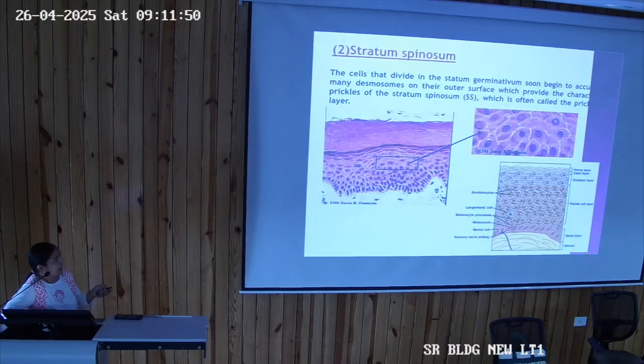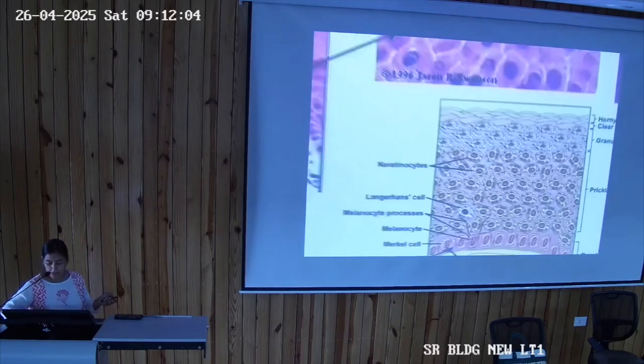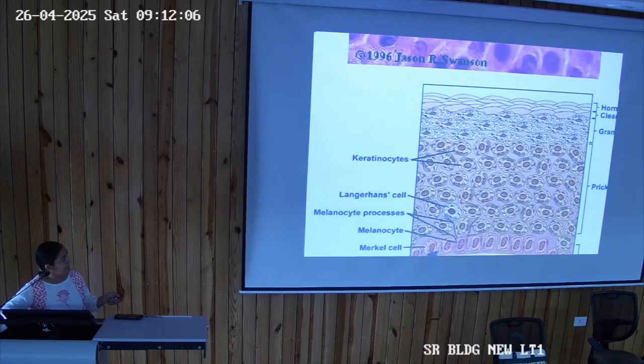So here is the spinosum layer, and if you magnify it, this is the picture that we can see here. These are the stratum spinosum cells which are coming from the germinativum. And here is the picture where it is stained differently, where you can see the cells. There are also different types of cells in the spinosum, that is Langerhans cells, and there are melanocyte processes present over the spinosum.